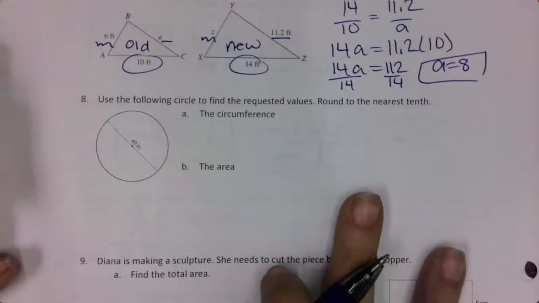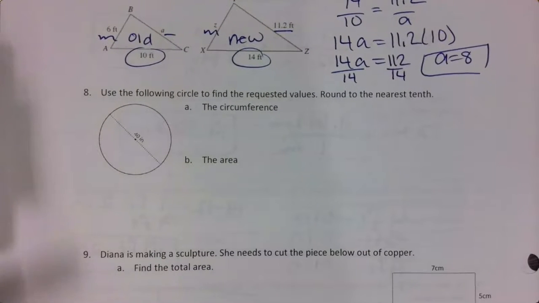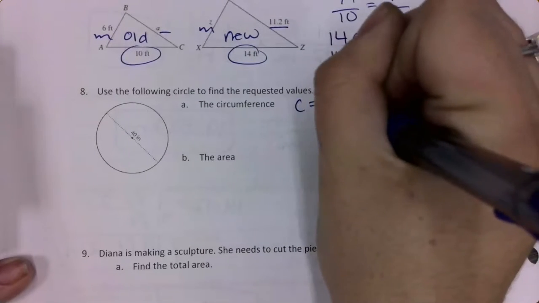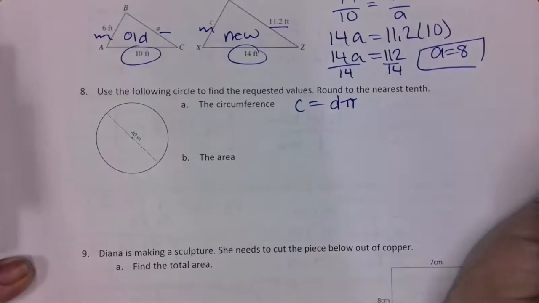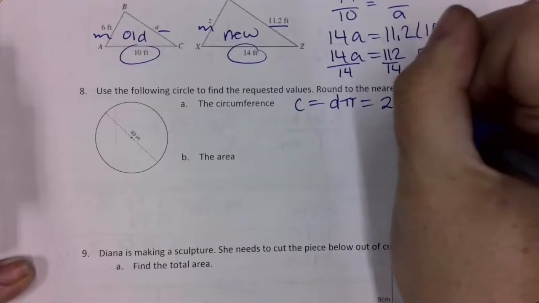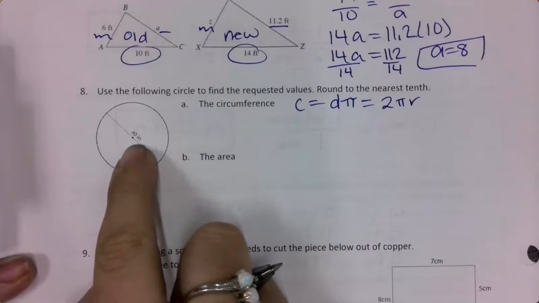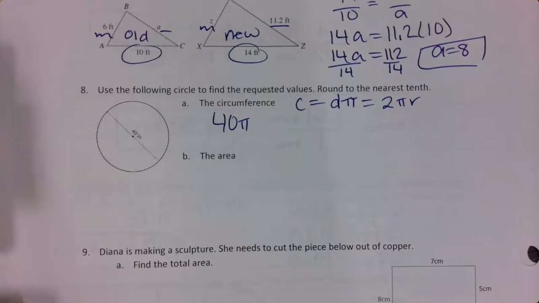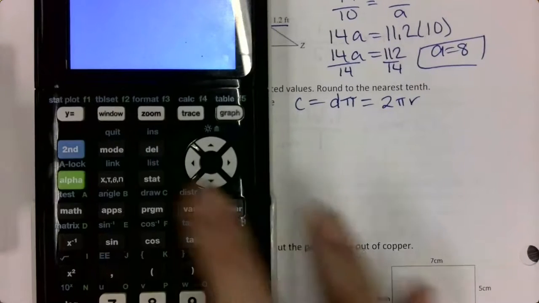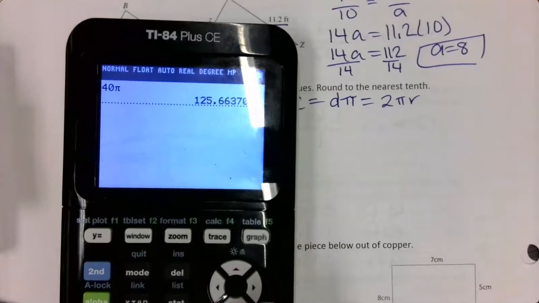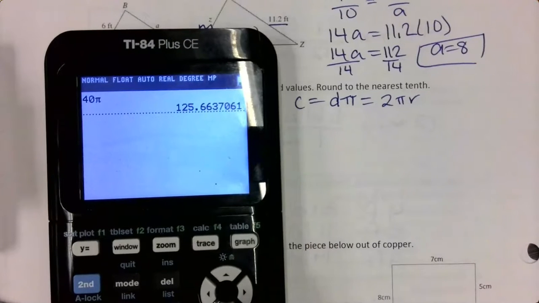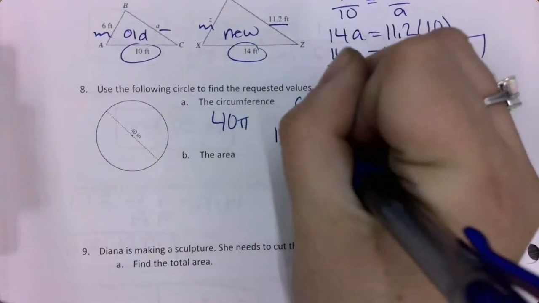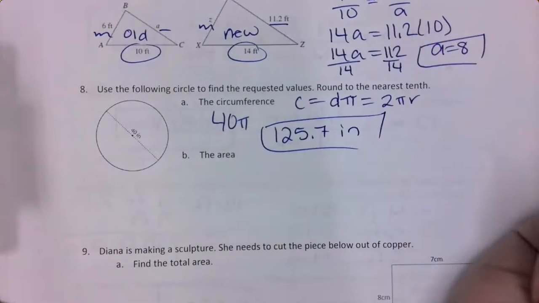Number 8 wants me to find the circumference and the area of this circle. Remember, circumference of a circle is the diameter d times pi, or if I have the radius, 2 pi r. I have the diameter because it goes all the way across, so I'm going to do 40 pi. 40 pi gets me 125, and then it wants to round to the nearest tenth, so 0.7. Circumference is just regular inches.